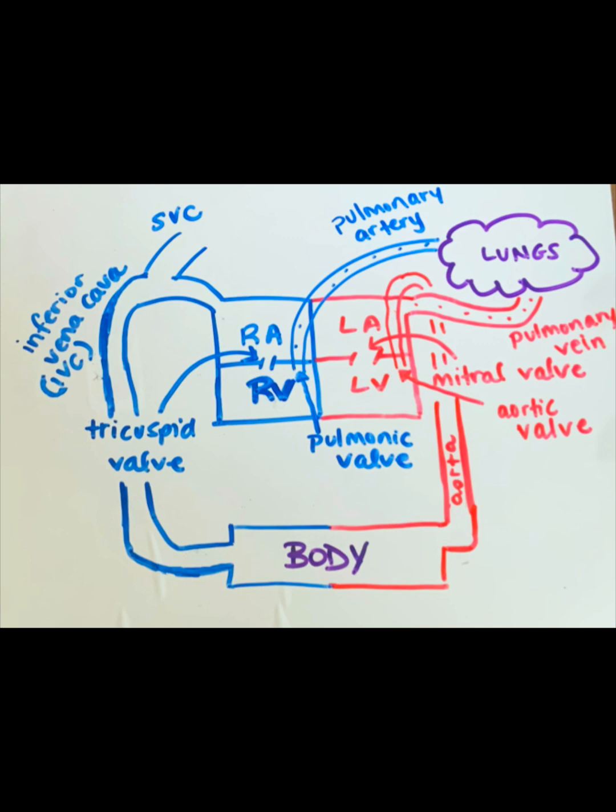We go through the aortic valve, we go into the aorta. That aorta has different parts. That is a topic for another video, but that aorta is truly what brings the blood to the rest of the body. We've got body down at the bottom there. Then from the body, we end up back in the inferior vena cava and the superior vena cava and back to the right atrium.